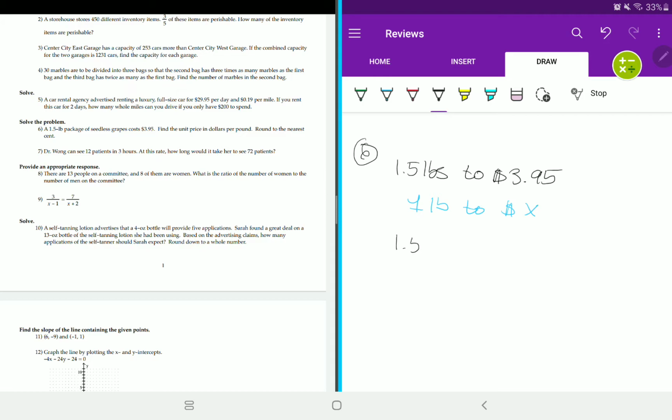So I have 1.5 over 3.95 equal to 1 over X. Cross multiply. 1.5 times X is 1.5X. 1 times 3.95 is 3.95. Then after that, I want to get X by itself, and I'm going to divide both sides by 1.5.